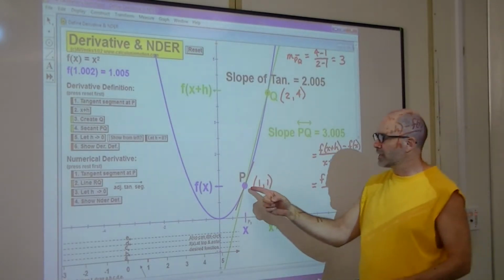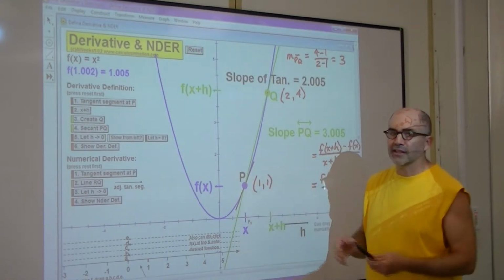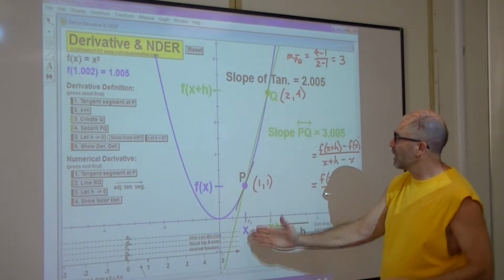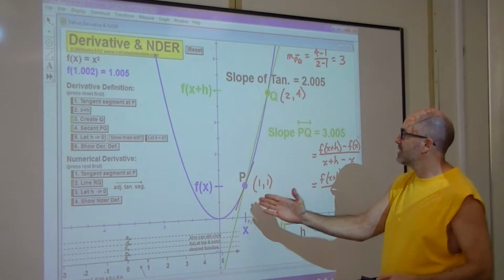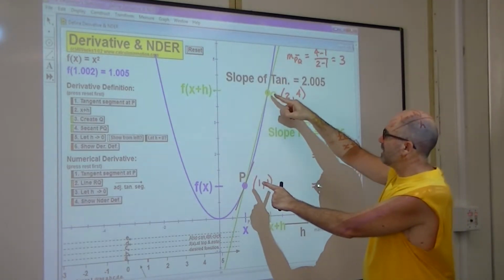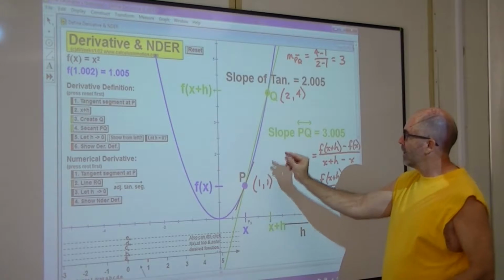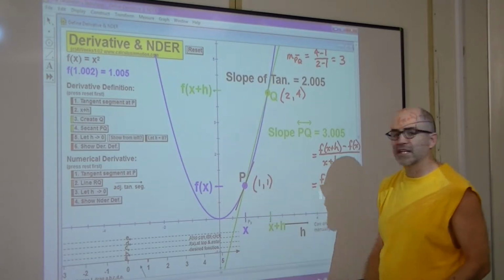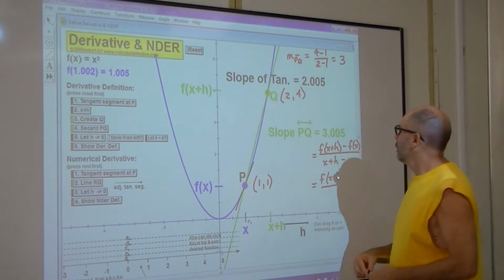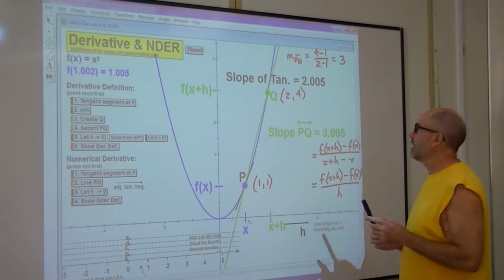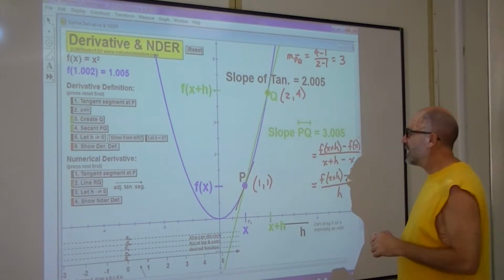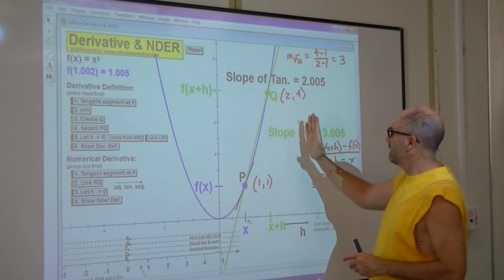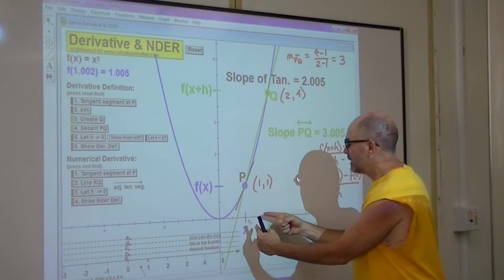Now, does that look like the slope of the tangent? No, it doesn't. It's steeper than the slope of the tangent. See, the black line's the tangent, the green line is the secant, but because I needed a second point, my secant line is steeper than my tangent line. Okay, so what we want to do then is we want to say the slope of the tangent is going to equal the limit as h approaches 0.